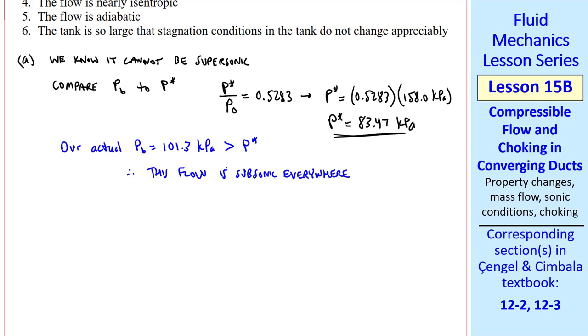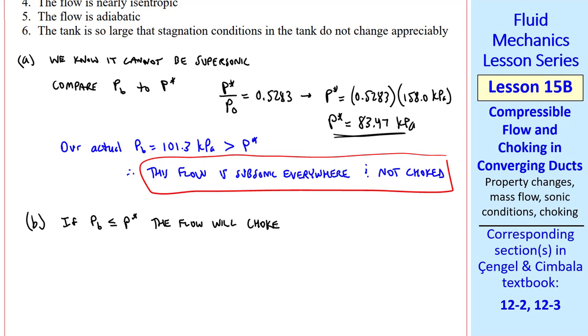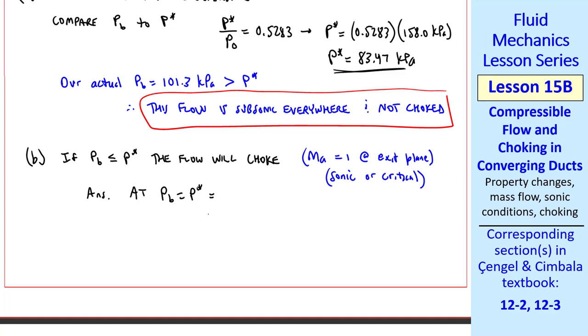For part B, as we discussed, if PB were less than or equal to P star, the flow would choke. So the conditions will be sonic or critical at the exit plane. So the answer to part B, at what value of PB does the nozzle exit become sonic? At PB equal P star, which is 83.47 kPa.